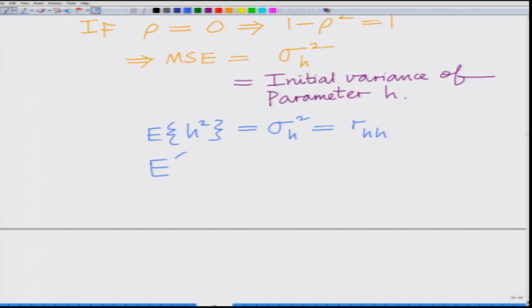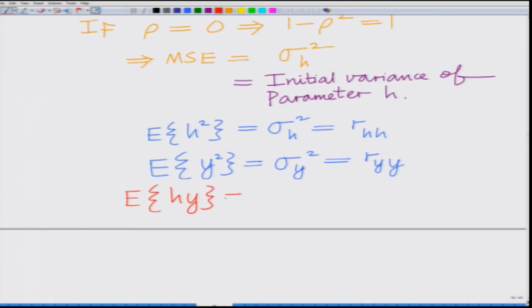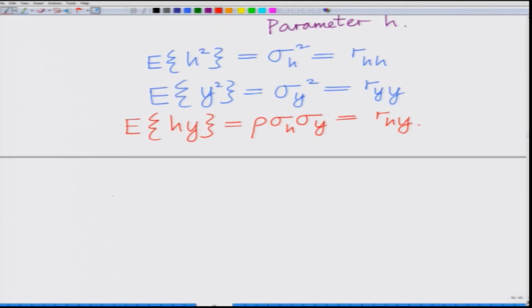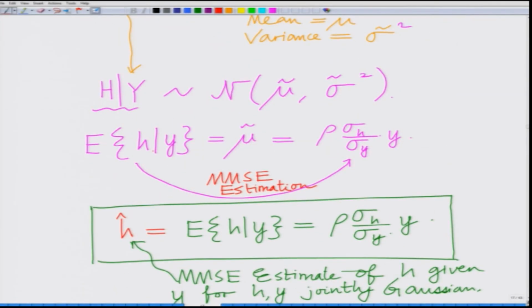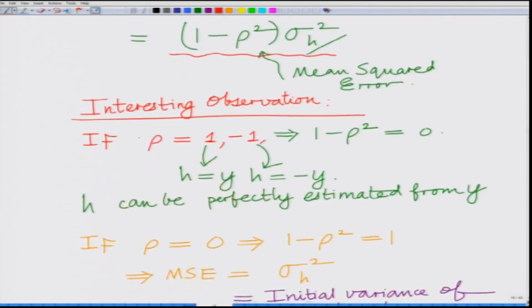Let us define the expected value of y square, which is sigma y square, as r y y, and let us define the expected value of h y, which is equal to rho sigma h sigma y, as r h y. Now, if you look at the MMSE estimate, the MMSE estimate is h hat, which is the expected value of h given y, which is also, you can see from this, rho sigma h divided by sigma y times y.